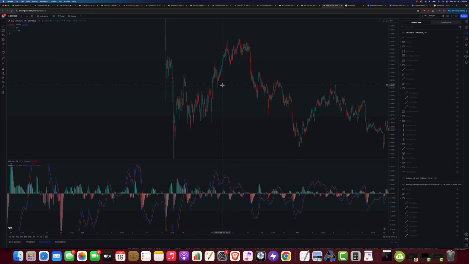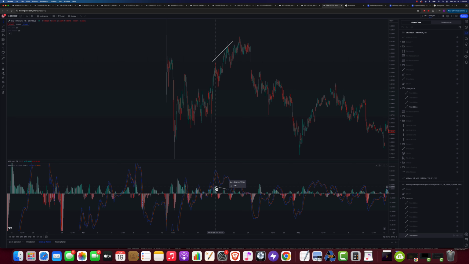Divergence happens when price is going in the opposite direction of momentum. In this example here, it looks like the asset is going to keep pushing higher. But if you look at the MACD, you can see that the histogram is going lower. Price is making higher highs, while the MACD is making lower highs, showing potential bearish divergence.